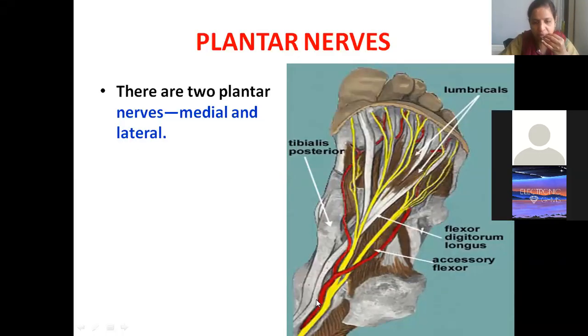These are the plantar nerves. Now, on this side we have the flexor retinaculum, and this is our tibial nerve. It is now moving into the sole, dividing into medial plantar nerve and lateral plantar nerve. This is our posterior tibial artery. It is also dividing into medial plantar artery and lateral plantar artery. Okay, so plantar nerves are two, medial and lateral plantar nerves.